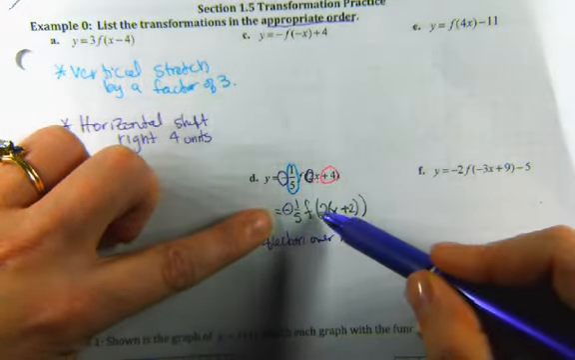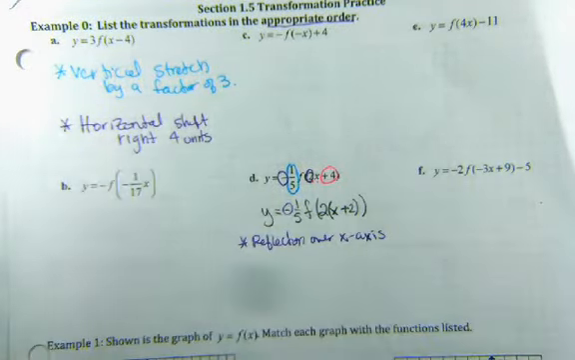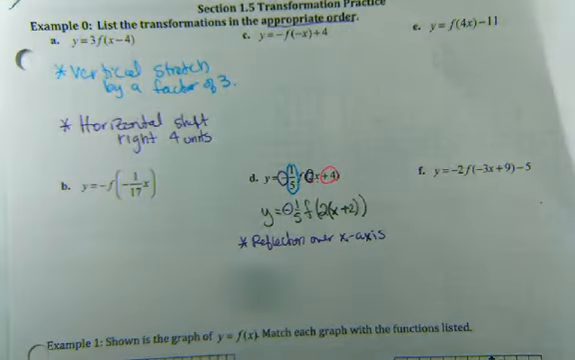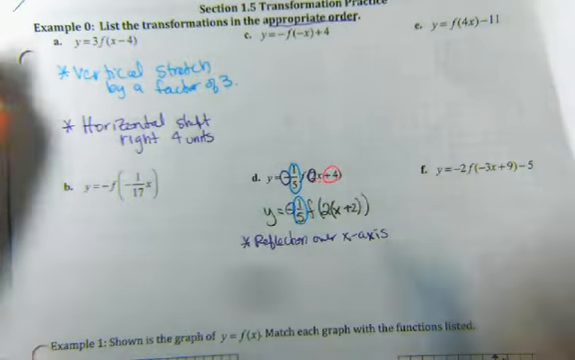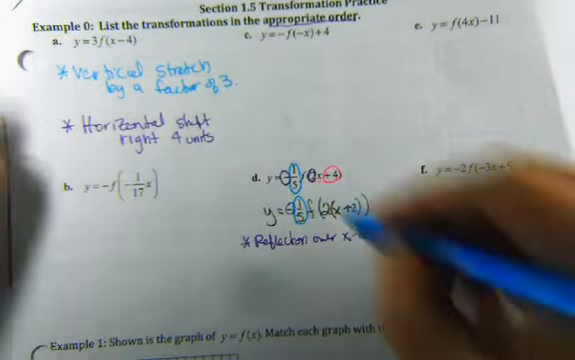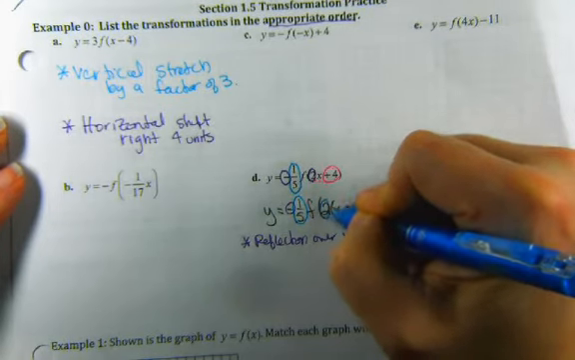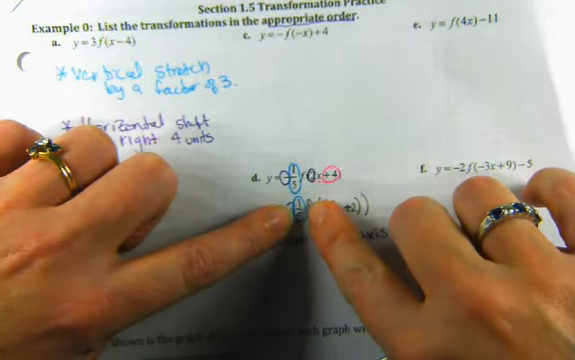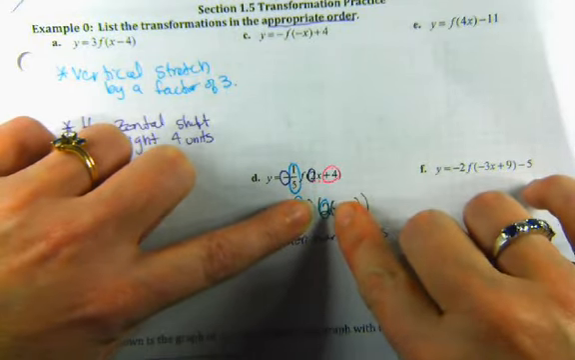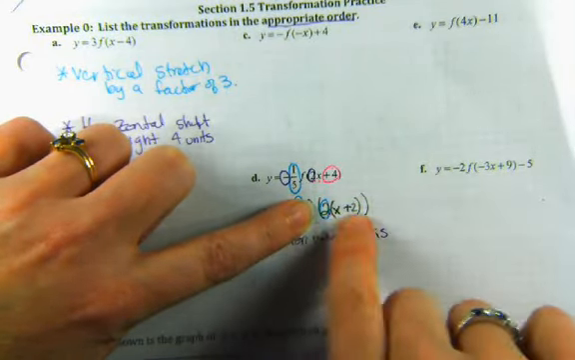The first stretch and compression I see when I'm moving through this is 1/5, but there is another one inside with the x. So I can say that this 1/5 is affecting the y value, so that's vertical, and this 2 is affecting the x values because it's inside with the domain, and that's going to be a horizontal. So it doesn't matter what order you do them once you identify them as compressions and stretches.